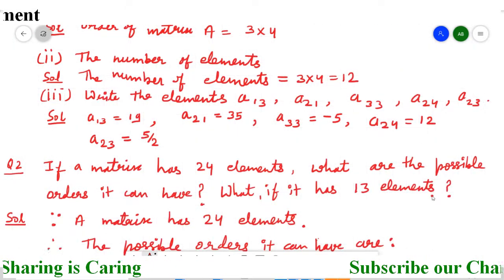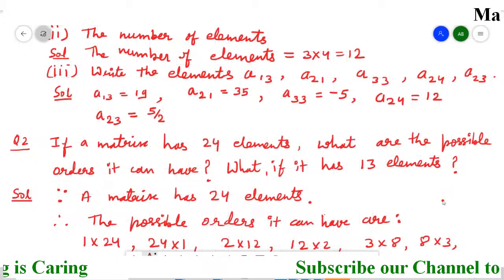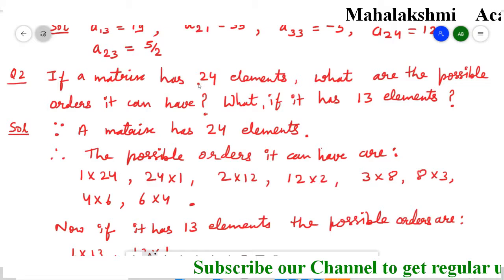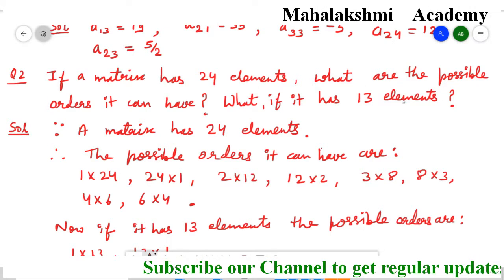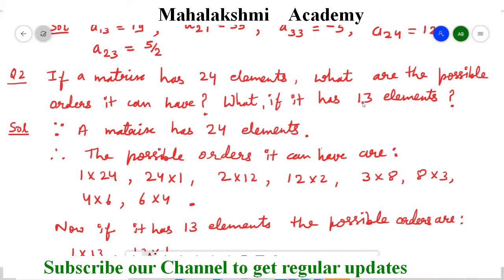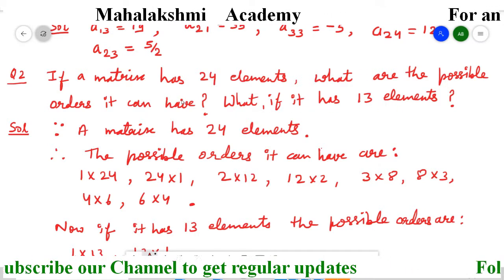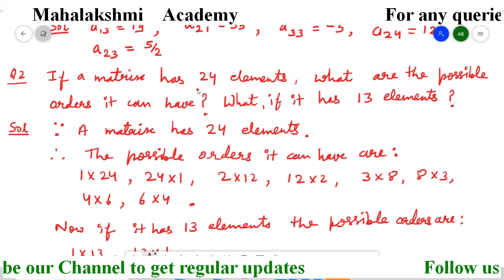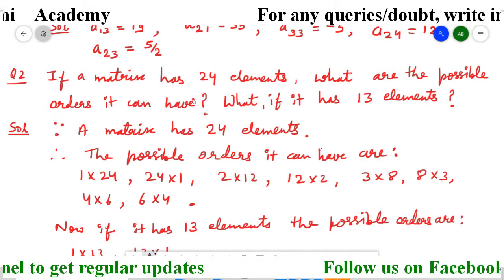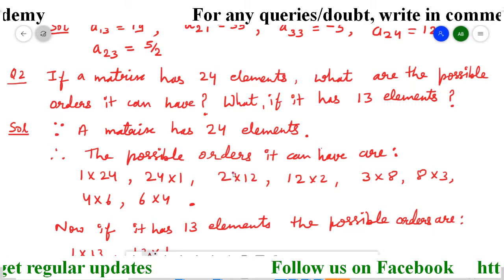Now the second question is, if a matrix has 24 elements, what are the possible orders it can have? And if it has 13 elements. So initially, first we have to do it for 24 elements. If a matrix has 24 elements, then what is going to be the order of that matrix, we have to write down.